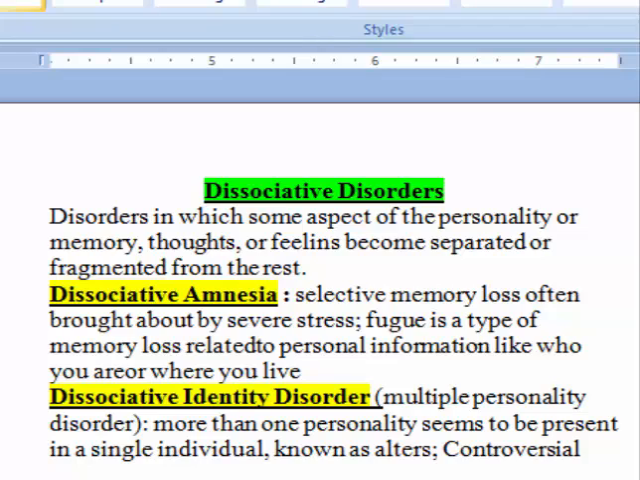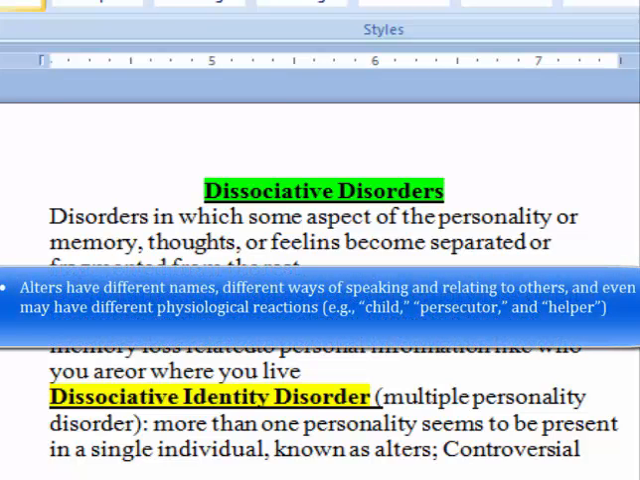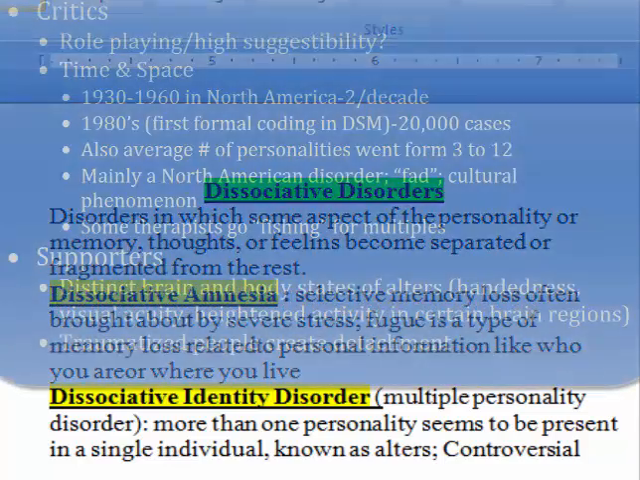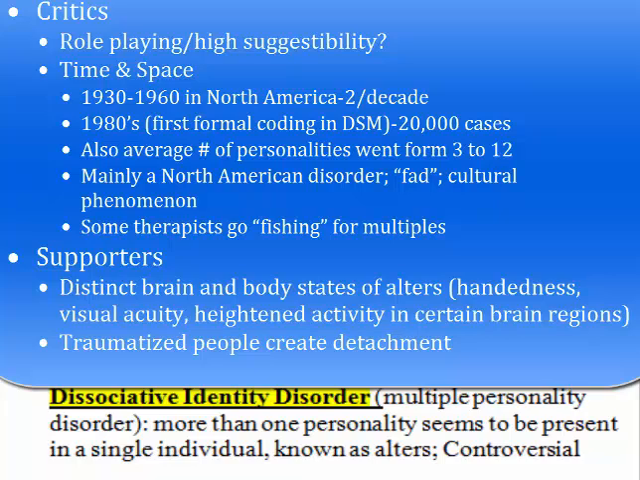Dissociative identity disorder used to be called multiple personality disorder, so it's what we think of when we think of that. This is where more than one personality seems to be present in a single individual. These are known as alters. So there's confirming and disconfirming evidence for DID. Remember, in your book or in class, we talked about how DID tends to be mainly a North American disorder. The majority of countries have no diagnosed cases of DID at all, which suggests that maybe it isn't as prevalent or isn't as real, possibly.